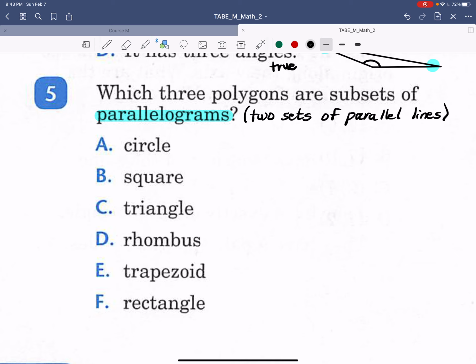A circle. Is that a parallelogram? No. A square. That could be. That's 4-sided. A triangle. That's 3-sided. So it's not a circle. It is not a triangle. A rhombus. Remember, that's the square that's leaning, and I can't draw it very well. Let me try that again.